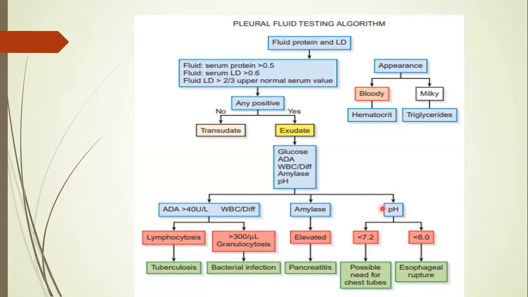Or you can actually determine the pH. If the pH is less than 7.2, there may be a need for chest tube insertion. Or if the pH is less than 6.0, there might be an esophageal rupture.